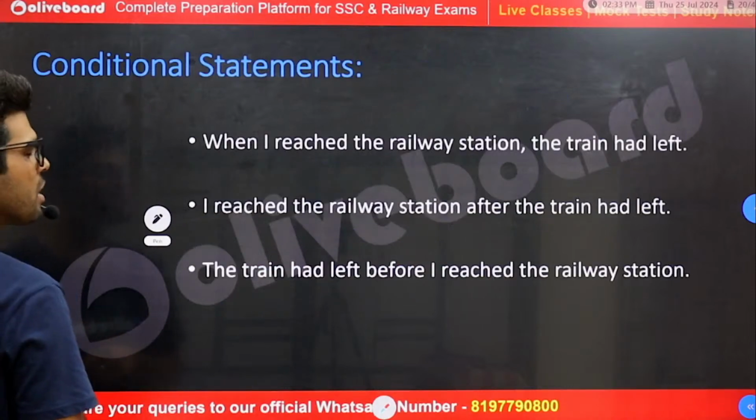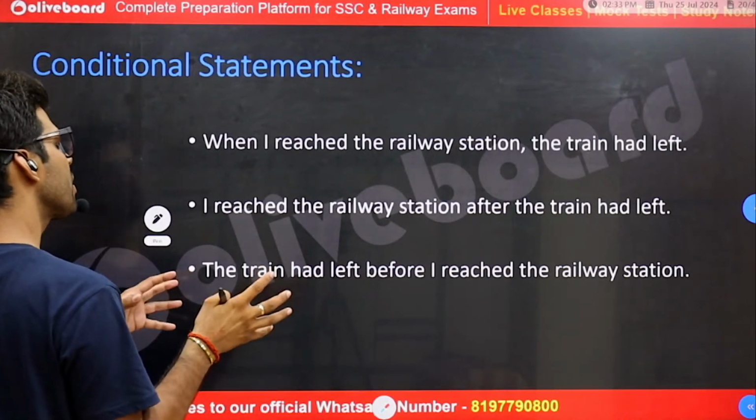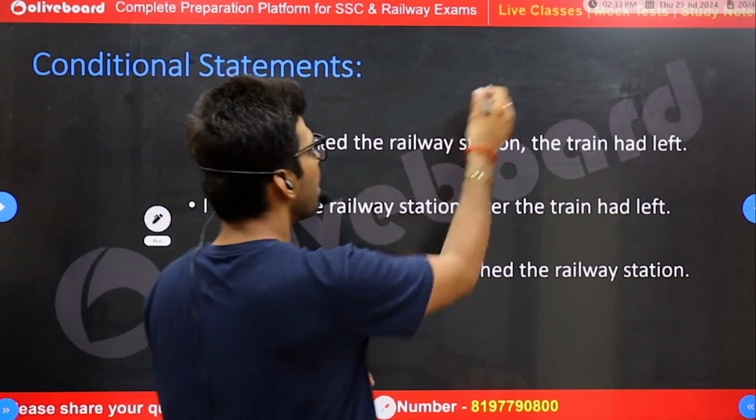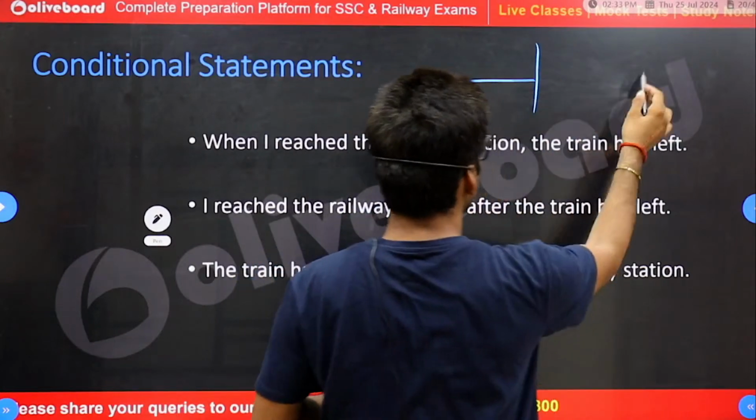But sometimes we come across sentences, both the actions which have already happened in the past. Judge this. This is say 1 in the afternoon, 2 in the afternoon.